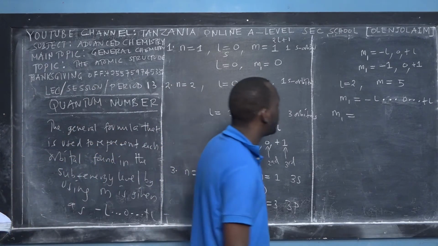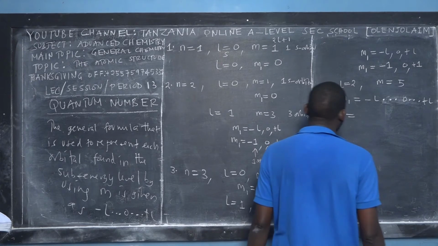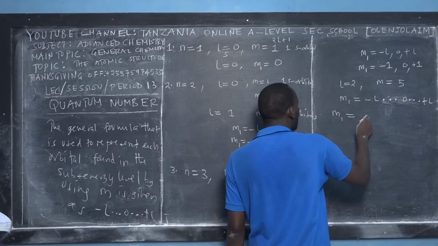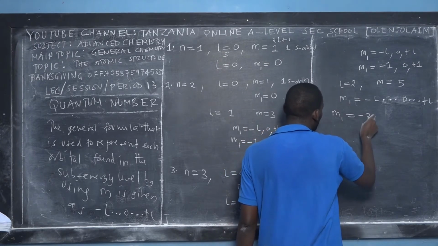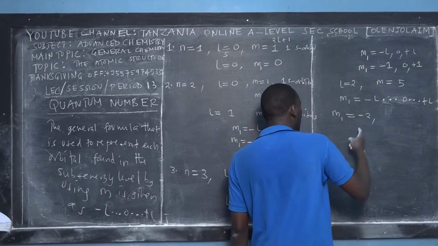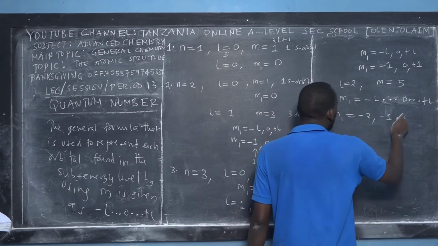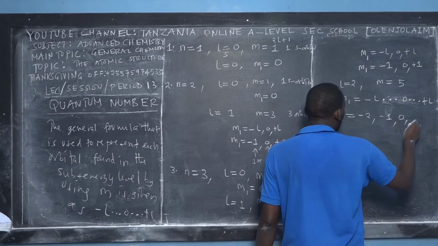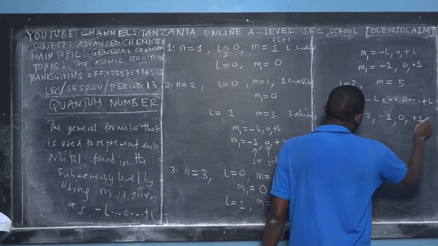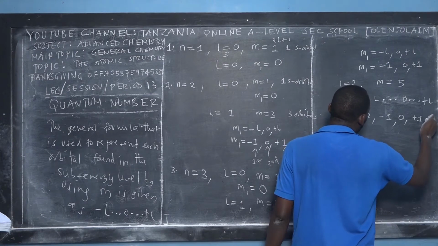So now we have the value of l equal to 2, so listen carefully. The first value of negative l will be negative 2, then the next value after negative 2 will be negative 1, the next value will be 0, the next value on the number line will be positive 1, and the next value on the number line will be positive 2.